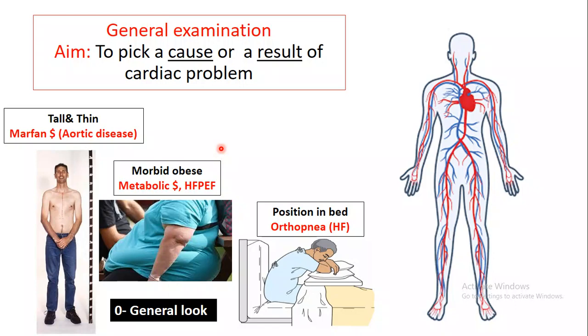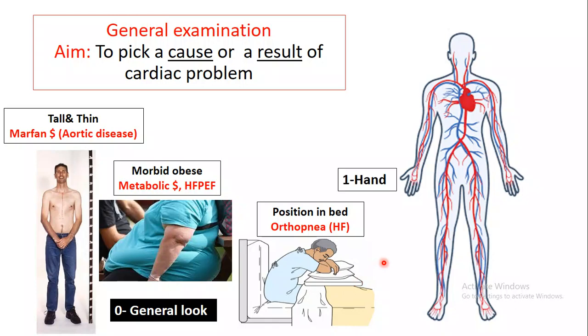Or if the patient is complaining of dyspnea, we should suspect heart failure with preserved ejection fraction. Also, the position of our patient in the bed might give a clue about volume overload. Like this patient, if we have a patient with orthopnea, this might denote marked volume overload.